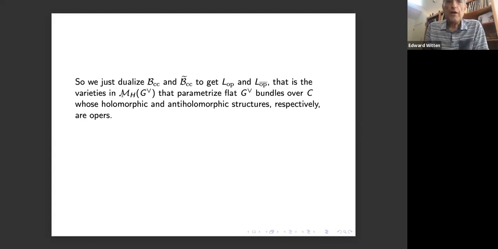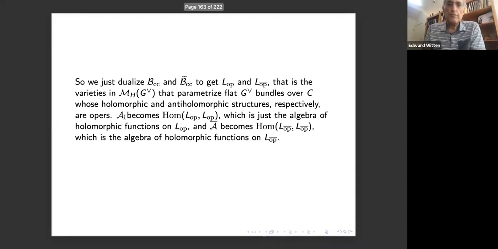The varieties in the moduli space of the dual group that parameterize flat complex bundles over C that are opers from either a holomorphic or an anti-holomorphic point of view. One algebra becomes Hom from LO pair to itself, and that's just the algebra of holomorphic functions on LO pair. And the other becomes the same thing for LO pair bar, so it becomes an algebra of holomorphic functions on the LO pair bar.